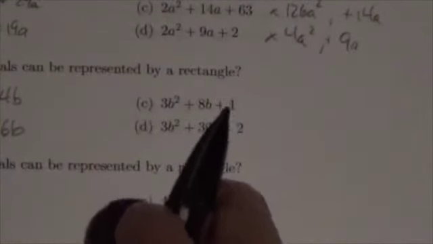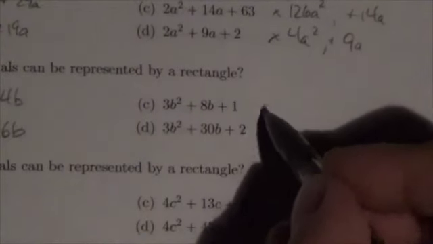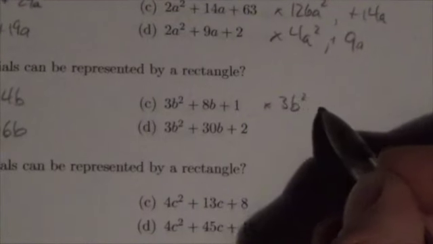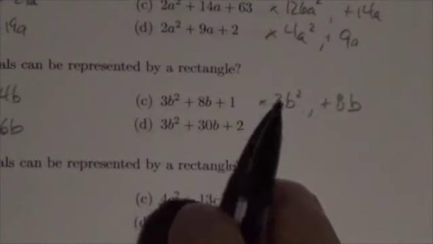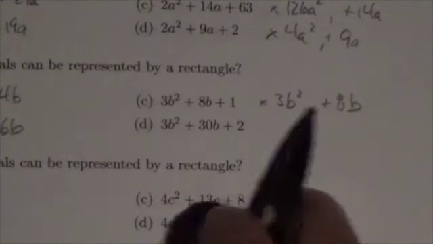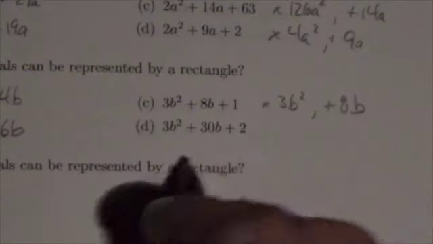Here, if you get 3b squared, multiply it by 1, we're looking for two numbers whose product is 3b squared, but whose sum is 8b. Well, there's no factors of 3 that when you add them together are going to get 8. That's just not going to work. So we can move on.